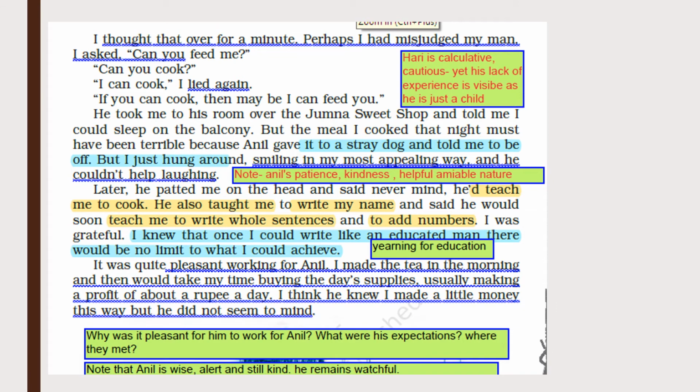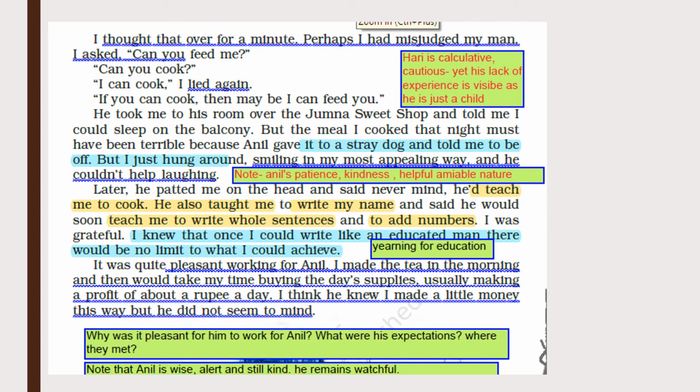So Hari keeps on smiling in a very pleasant way, and in return Anil keeps on laughing. So this paragraph shows Anil was very patient. He had a lot of patience, he was kind, helpful, amiable, friendly. And on the other side, Hari is calculative, he is cautious, he has a lack of experience, and all this is visible that he is just a child, he's just a child thief.